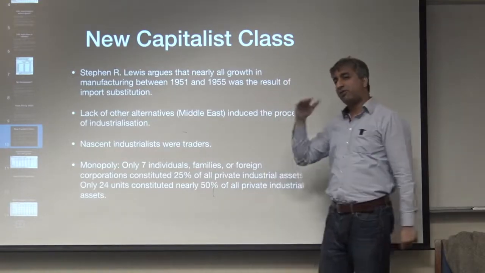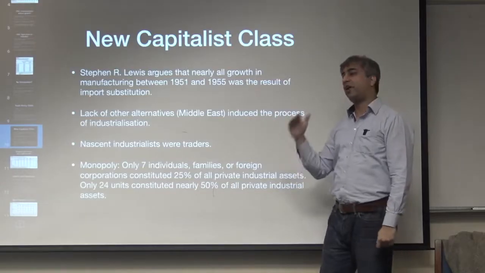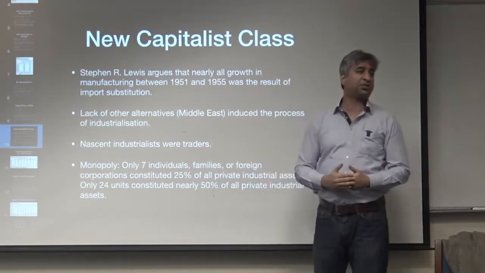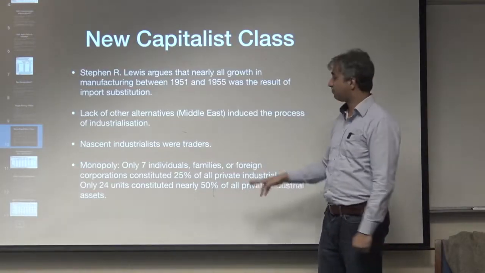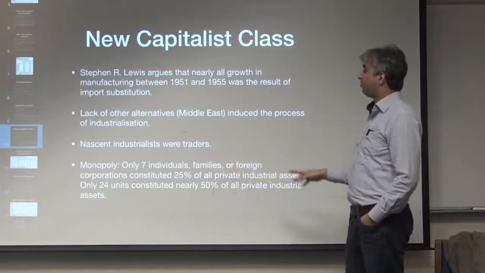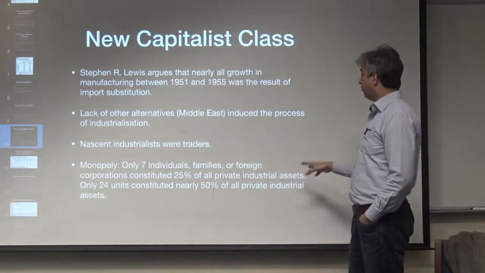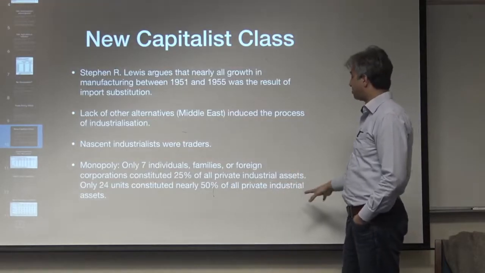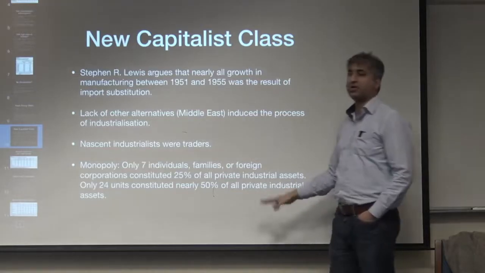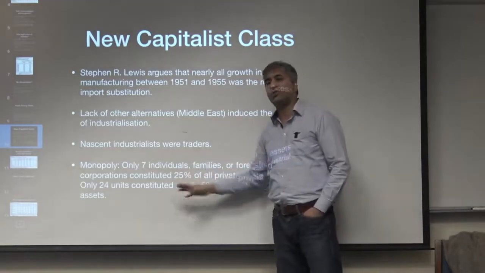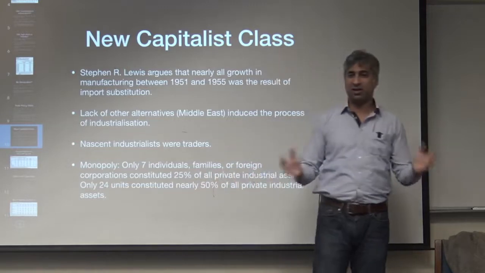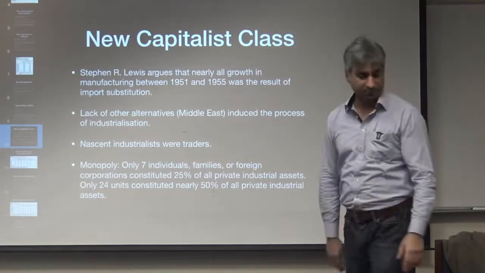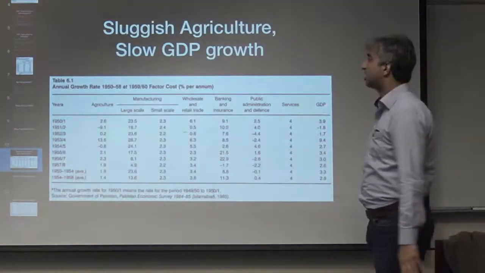Here in Pakistan, you see right at the outset that you have a highly concentrated monopolistic kind of structure, which is essentially driven by the state and by the international political economy. So 7 individuals, families, or foreign corporations constituted a quarter of all private industrial assets. Only 24 units constituted nearly 50% of all private industrial assets. So that's 24 factories accounting for half the industry of Pakistan. It means, of course, that very few people control the industry of Pakistan. And this starts right at the beginning.